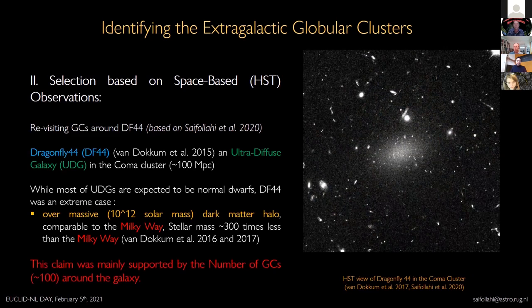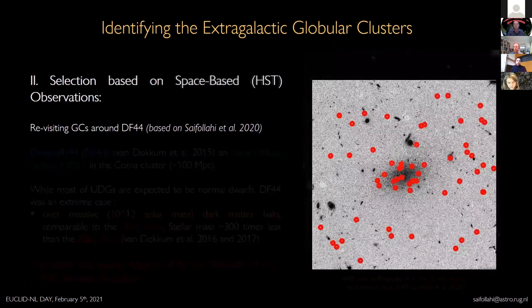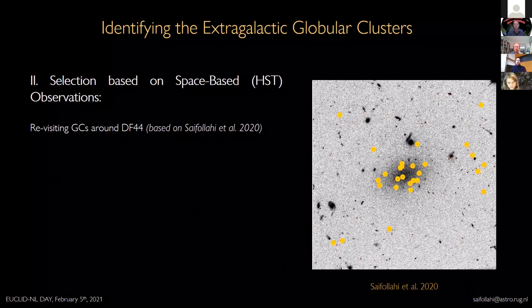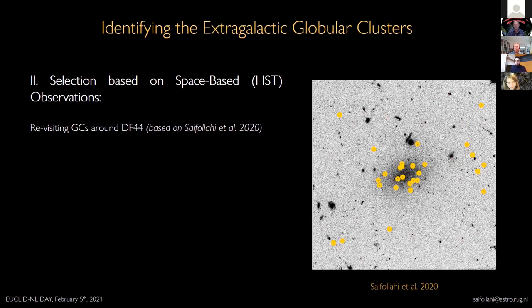And the main support of this claim was actually the number of globular clusters around this object. There are studies of stellar kinematics, but they're always uncertain, and you cannot say much about whether this galaxy is overmassive or not. So we looked at the data again. This picture here is what van Dokkum had in their work. You see the galaxy in the center, and the point sources that they selected. I followed the same procedure, and that's what I get. I tried to make it a bit different and follow a more careful selection, and that's what I got at the end.